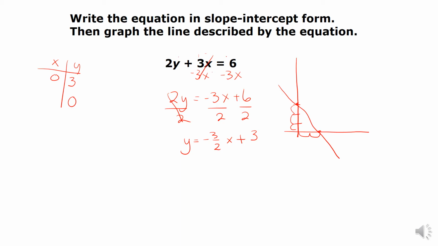And then when I covered up the y, I would have gotten 3 times what equals 6, and it would be 2. And if you look at that, there's my y-intercept of 3, and there's my x-intercept of 2. So remember, you have other tools that you can use to check your graph. And in this case, if these are factors of the 6, you can do that.